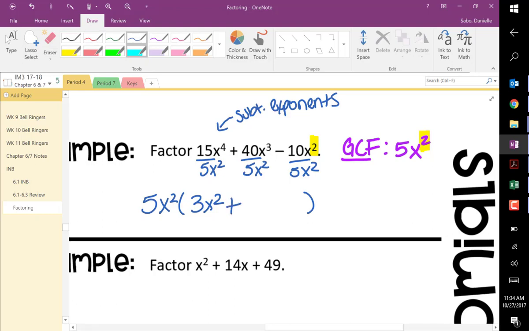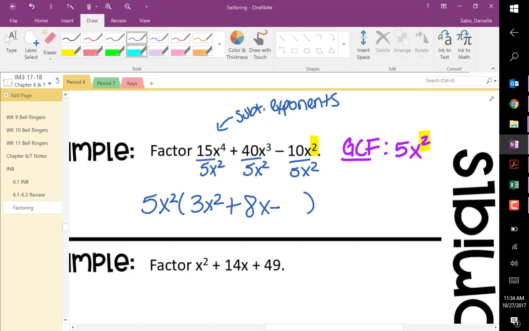What's 40 divided by 5? 8. It's okay. And then x cubed divided by x squared. x. Yep. Think of it this way: I have 3 x's on top, and I get rid of 2 of them, so now I have 1. Likewise, I had 4 on top, I got rid of 2 of them, so now I have 2 left.